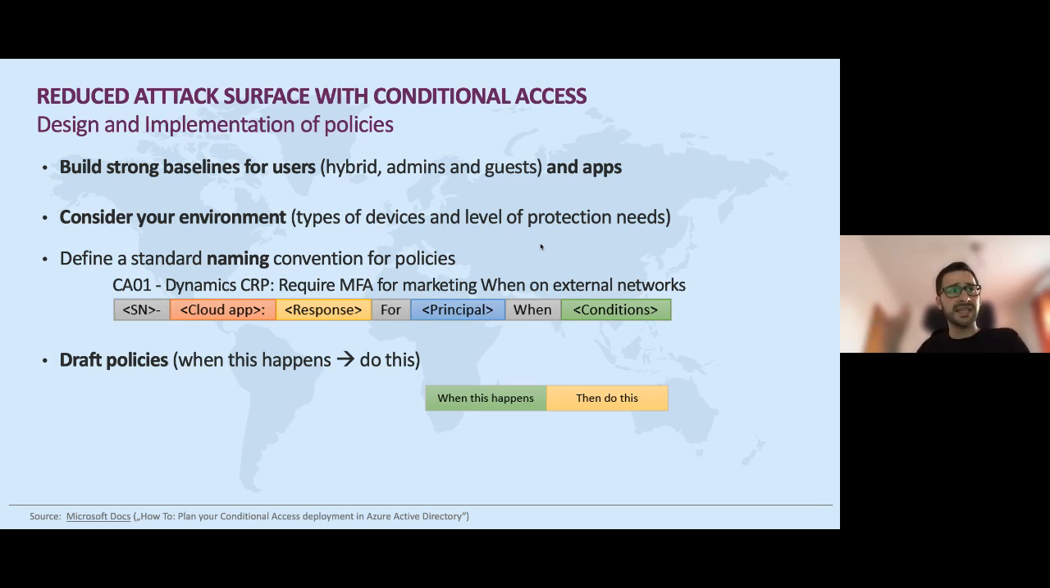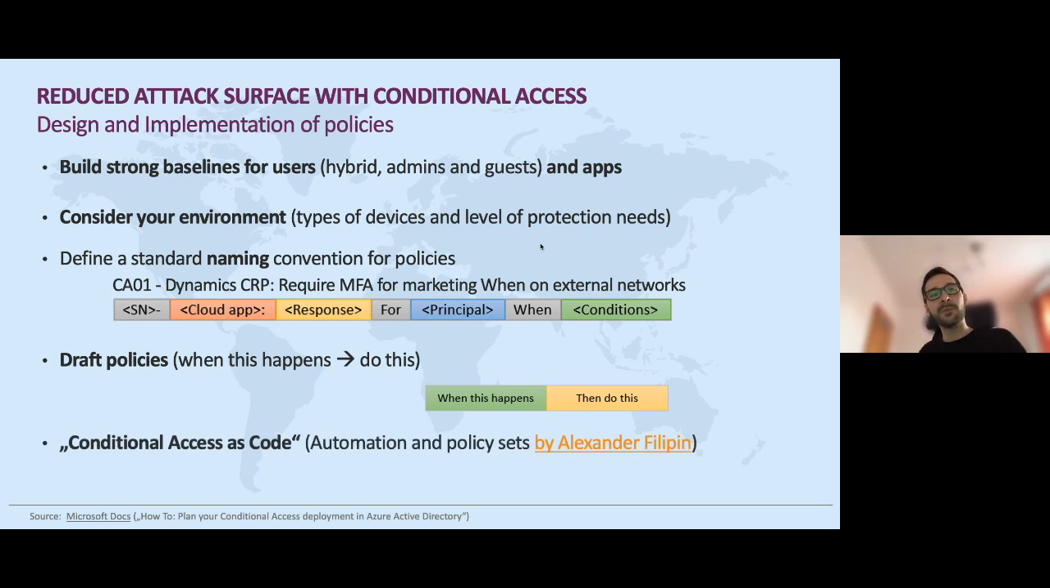Because the serial number is really helpful in cases where you have trouble with a conditional access policy and would like to talk with a colleague about that. You take the call and say, okay, I've got troubles with policy CA01. It's much easier than singing the whole conditional access name.